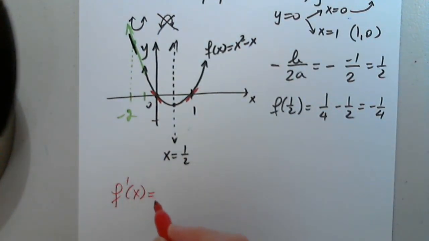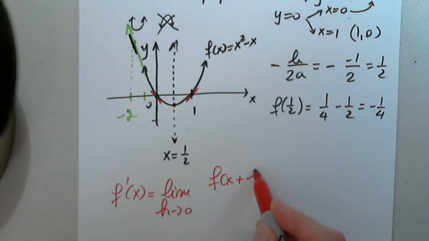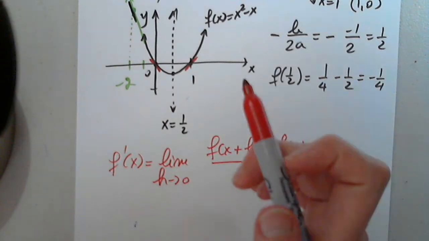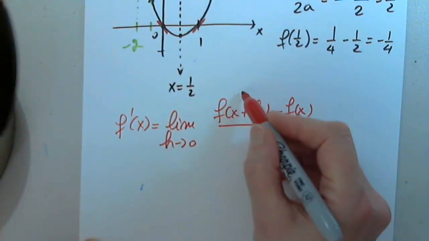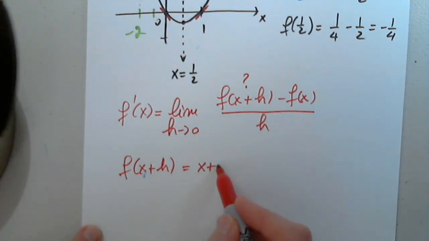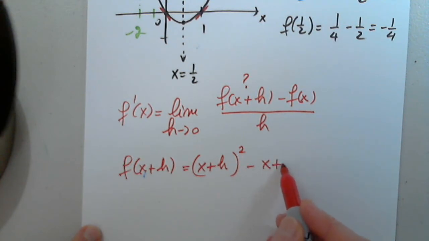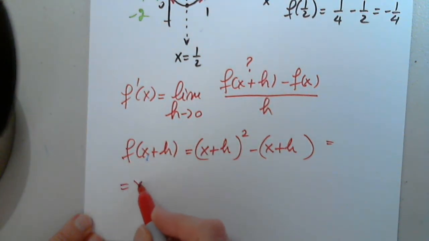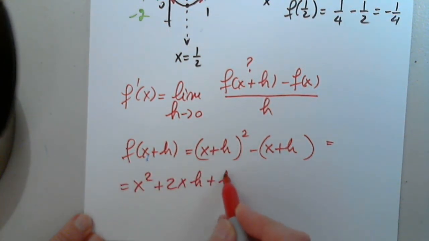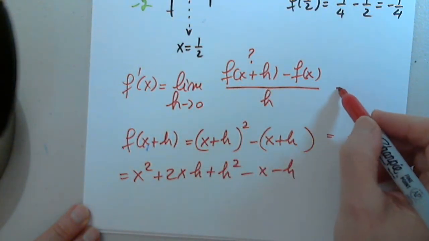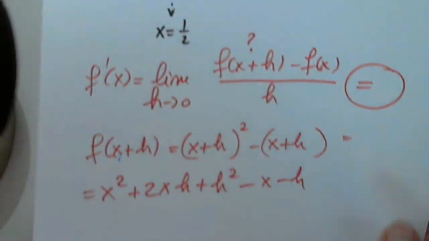So f prime of x is the limit as h approaches 0 of the difference quotient. Good. So I have x squared minus x. I have to find this first. So f of x plus h, like we did before, is x plus h squared minus x plus h. Be very careful, or you distribute already. I'm not going to ask you this again because you already gave it to me. And minus x and minus h. So I finally have this piece. I'm going to continue on the next page.